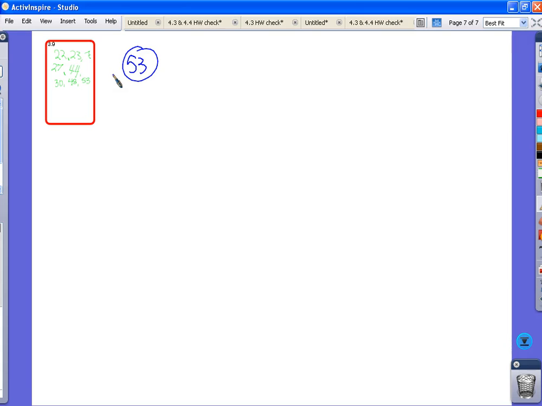Number 53. Page 53. Please discuss 53 with us. Alright, well, I'm just showing you.